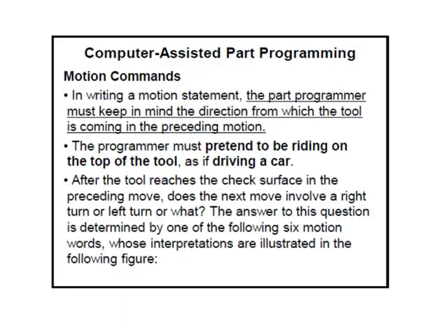In writing a motion statement, the part programmer must keep in mind the direction in which the tool is coming in the preceding motion. The programmer must pretend to be riding on the top of the tool as if driving a car. After the tool reaches a check surface in the preceding move, does the next move involve a right turn or left turn or what? The answer to this question is determined by one of the following 6 motion words whose interpretations are illustrated in the following figure.